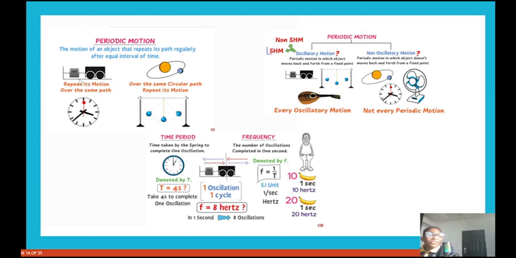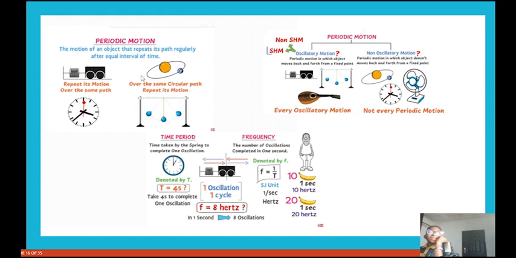Look at this now. For example, maybe we attached a string to this wall, and we pull this thing to the front, it will do what? It will go back. If you push it to the front, it will go back. I'm sure you understand. So periodic motion repeats its motion over the same path, just like the simple pendulum, or the earth rotating about the sun. It is continuous. So the motion of an object that repeats its path regularly after equal intervals of time is called periodic motion.